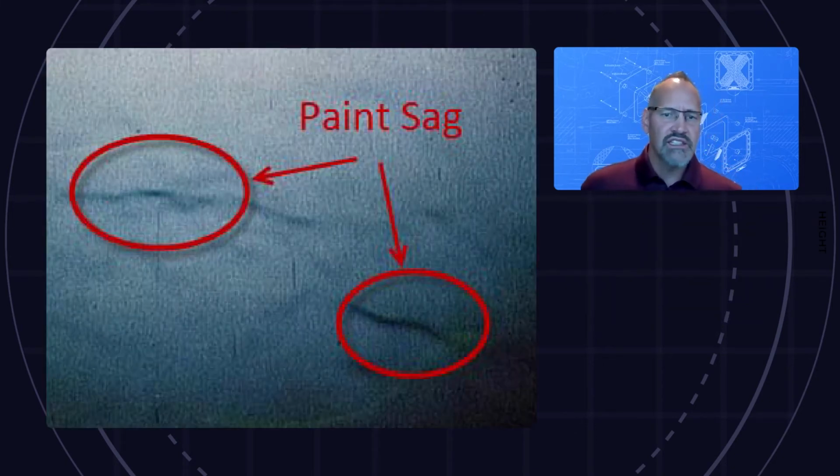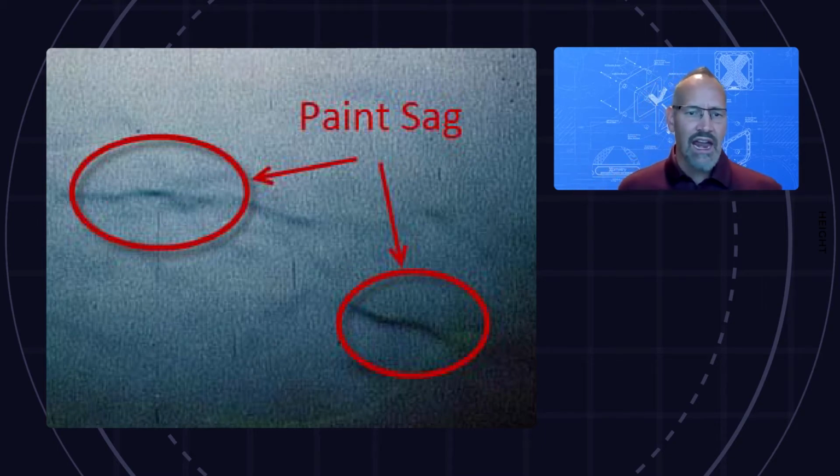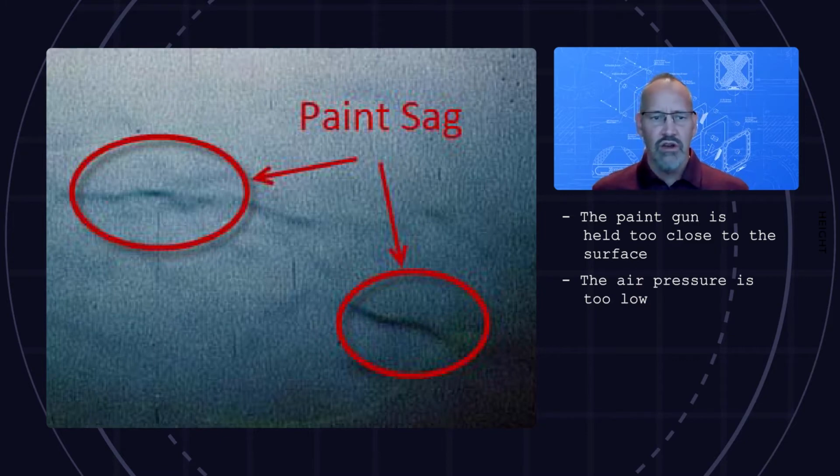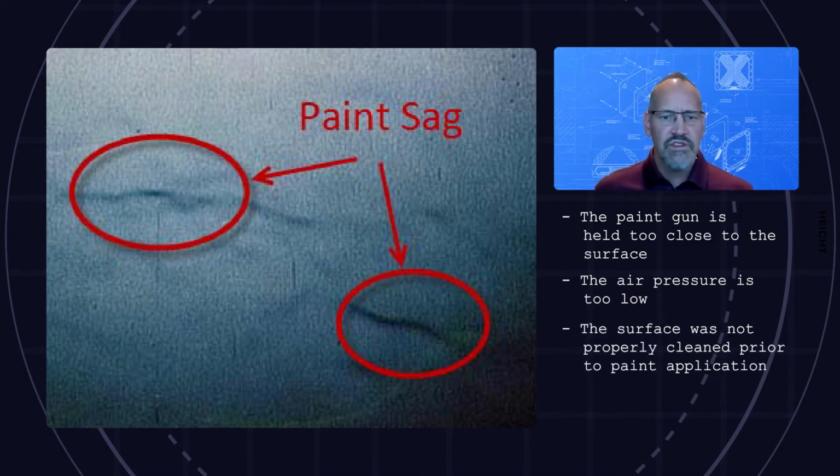Image 2 provides an example of paint sag. Paint sag on a painted surface is also not permissible. Paint sag may occur when the paint gun is held too close, the air pressure is spraying too low, or the surface was not properly cleaned prior to painting.